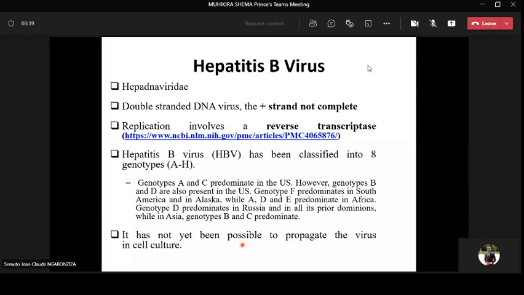If no, there is also hepatitis B virus, in the hepadnavirus family. It is a double-stranded DNA virus, and the positive sense strand is not complete.